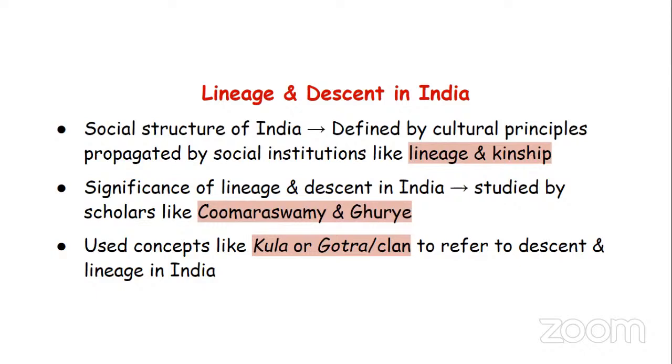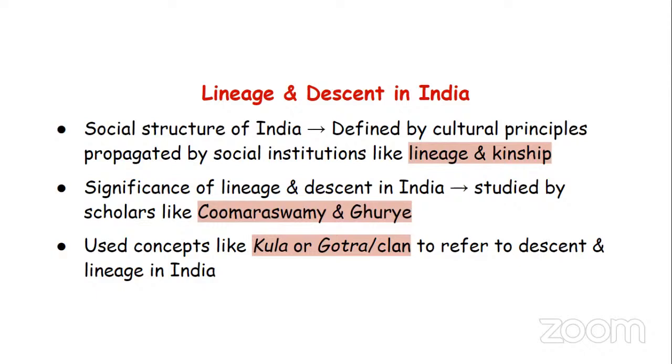The social structure of India is defined by cultural principles which are propagated by social institutions like lineage and kinship. So the social structure of our Indian society is very much influenced by cultural principles created by social institutions like lineage and kinship, which means that our social structure is very much dependent on these social institutions, lineage and descent. And the role of lineage and descent in India is studied by various scholars.